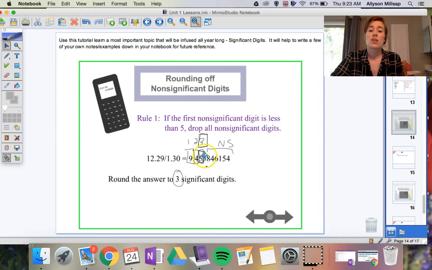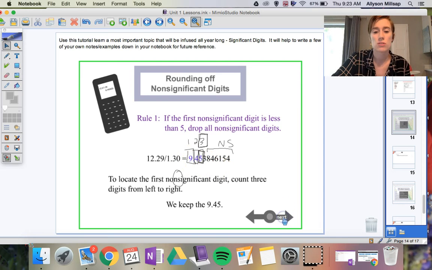So it's a 3. If it's less than 5, then you can just get rid of it, and your answer is 9.45. If it's 5 or higher, that means I'm going to need to round my last significant digit up 1. So if the 3 was in fact like an 8 or something, then I would round this to 9.46. So let's do some practice problems.